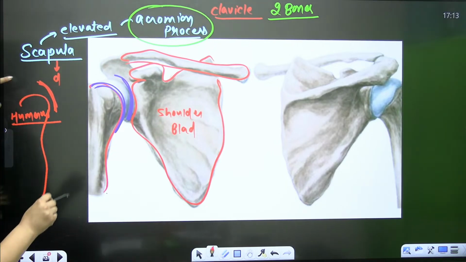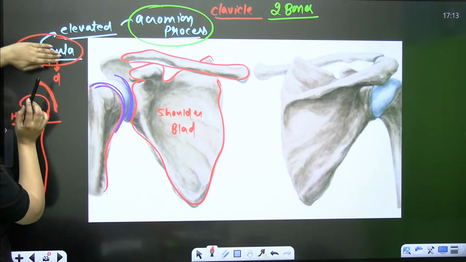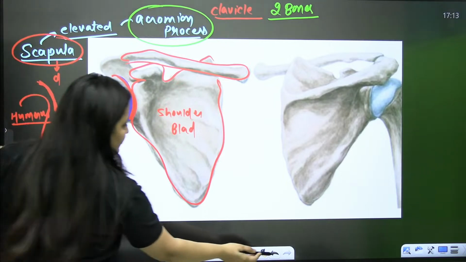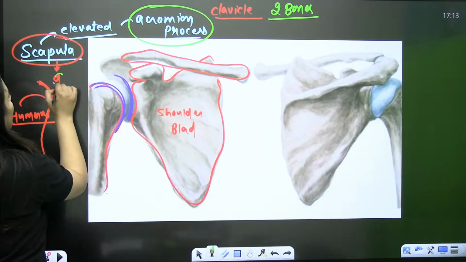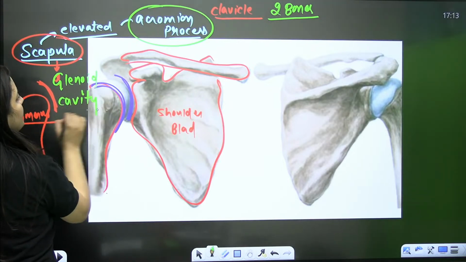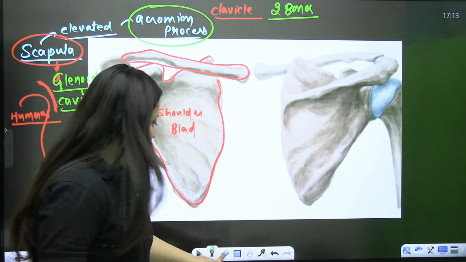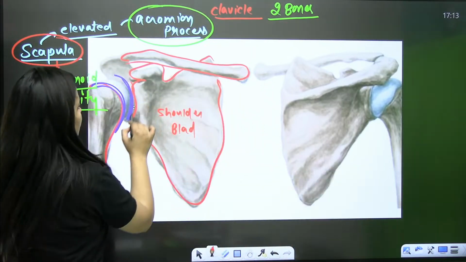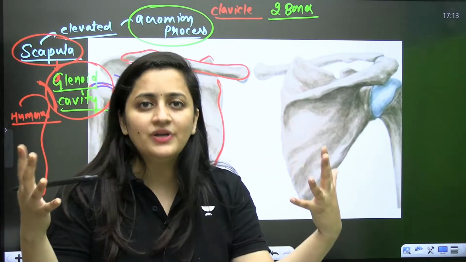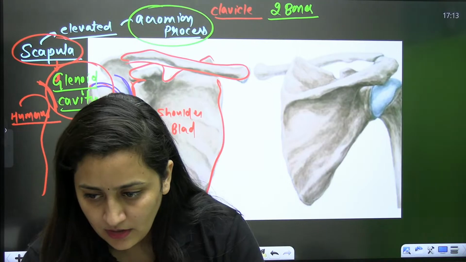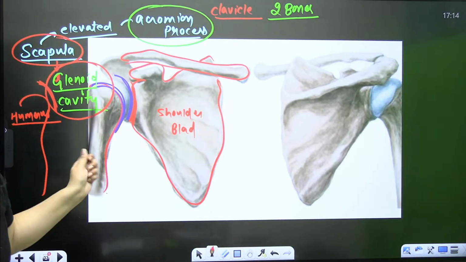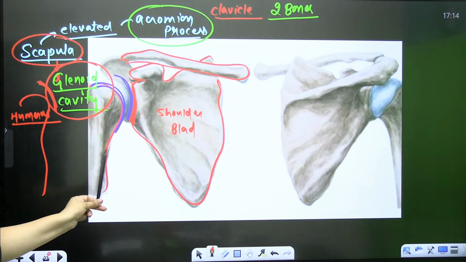Okay. So you can see this, the scapula has, right here, a kind of cavity, and that cavity is the glenoid cavity. It is another important question. So this scapula, the shoulder blade, has a glenoid cavity, and the humerus is going to articulate there. Clear?